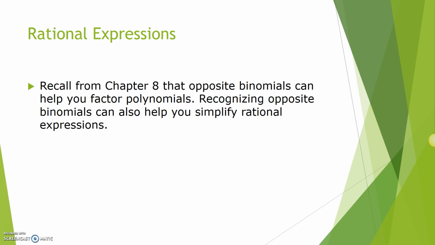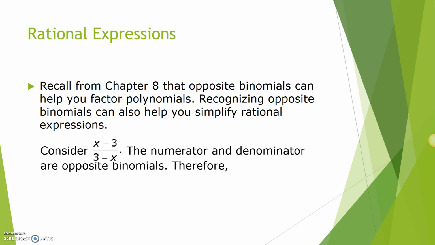Something to think about in this section is thinking back on Chapter 8, when we were working with opposite binomials. Opposite binomials can help you factor polynomials. And so what you're doing is recognizing opposite binomials that can help you simplify rational expressions. In this next example, we're going to run into a situation where we might see opposite binomials, and we're going to go through an example of that.